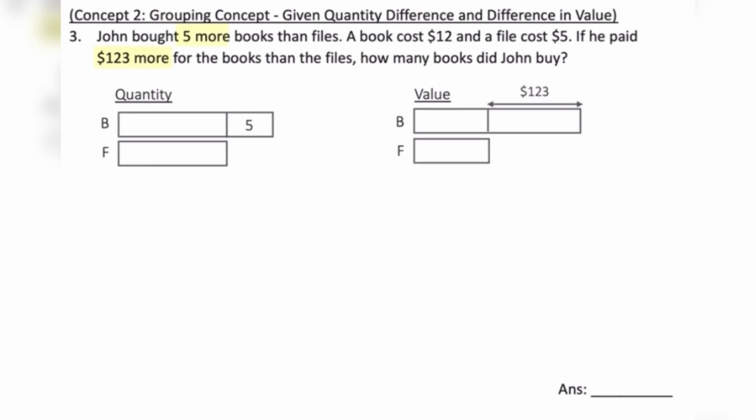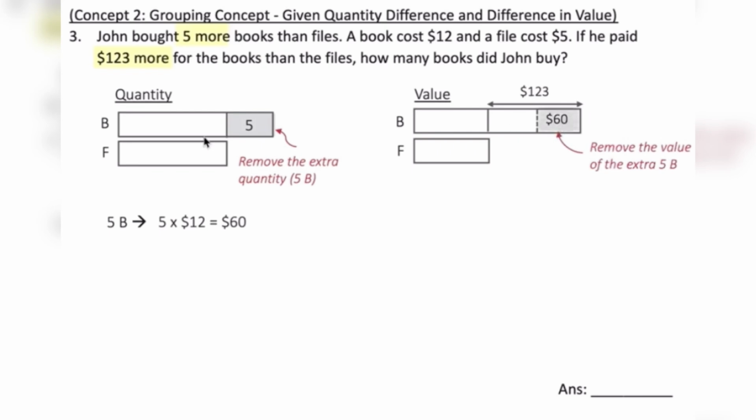Now, as usual, I need to remove the extra 5 books. So the value of these 5 books to remove is equal to 5 multiplied by the cost of the book, $12. So I need to remove $60 from the value of the books. So I look at the value model here. This is the books. I need to remove $60. So this 123, right? Extra, I cut out $60.